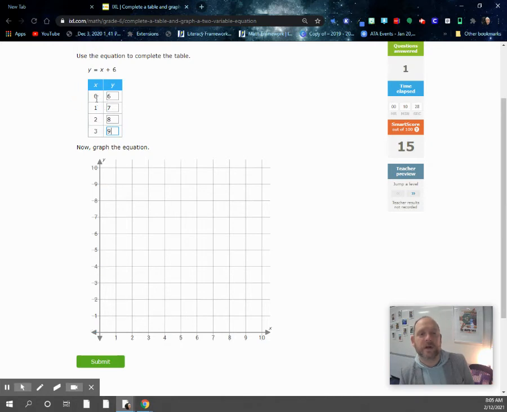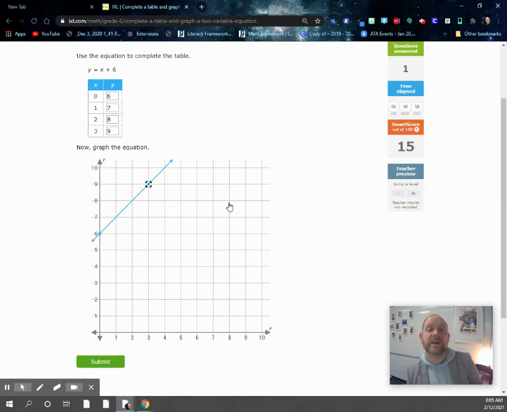In this case, our x is 0, so we're not going to go any over. It'll actually be running along the y-axis and then up 6. There we go, there's our first plotted point. For our next one, we have 1, 7. So we'll go over 1 and then up 7. Over 2, up 8. And last but not least, over 3 and up 9.